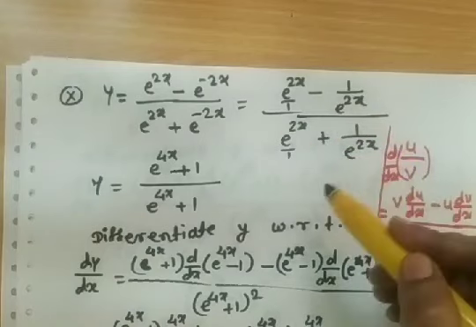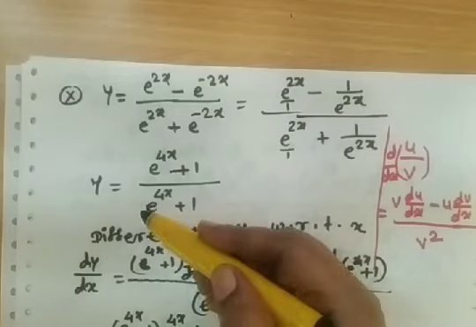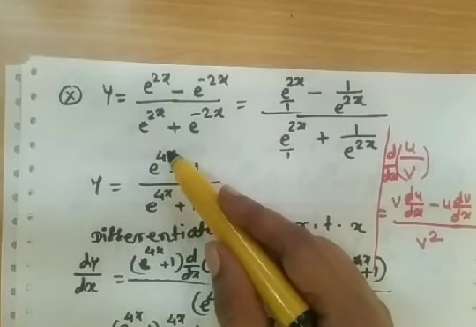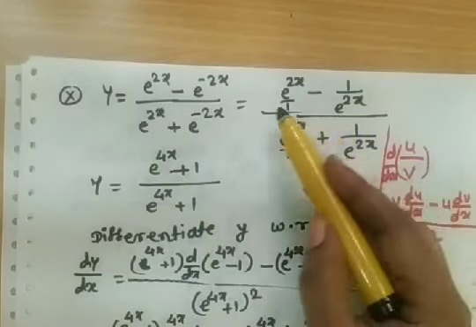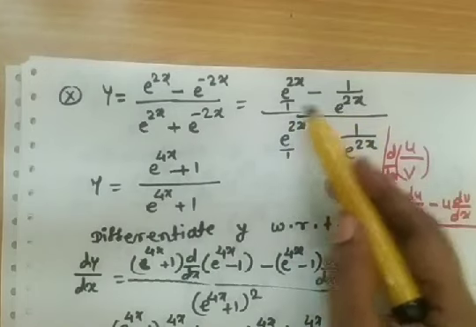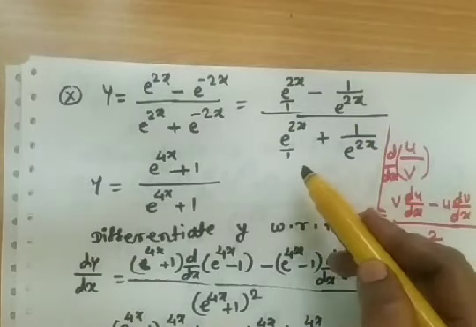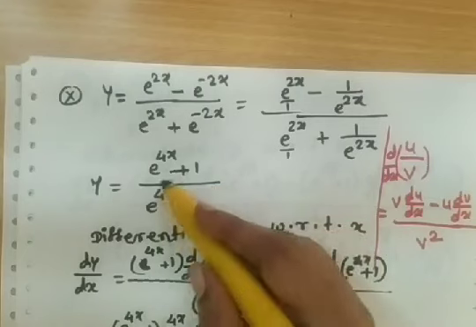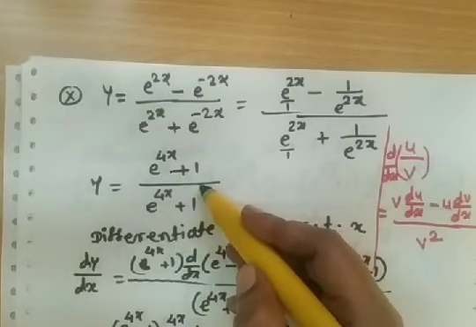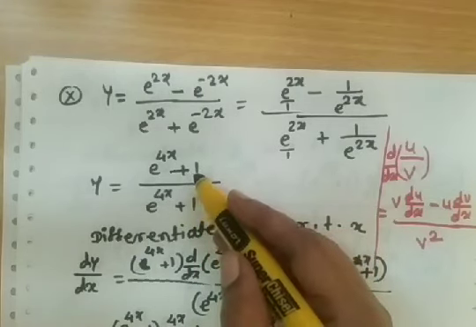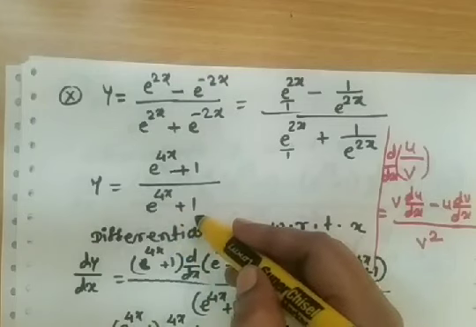Then on simplifying these terms, we get y is equal to e raised to 4x plus 1. That is, we take the LCM of these two and the LCM of this denominator also. Therefore, e raised to 4x plus 1 minus 1, this becomes minus 1, divided by e raised to 4x plus 1.